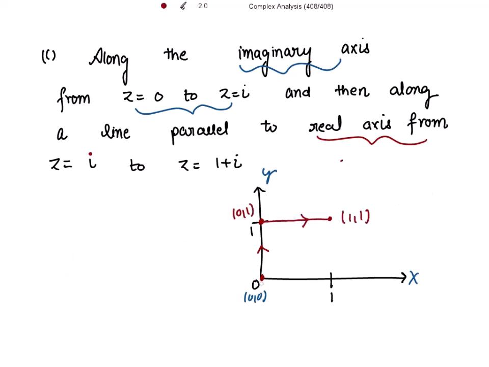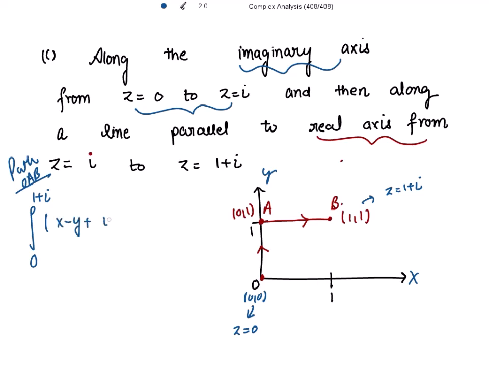So let me name the points. Let this be O, this be A, and this be the point B. So the path is OAB. Finding the integral for the path OAB, this is z equal to 0 and this is z equal to 1 plus iota. So the limits will be from 0 to 1 plus iota for this path, for the path OAB, right? And the integrand is x minus y plus iota x square, and here dz.